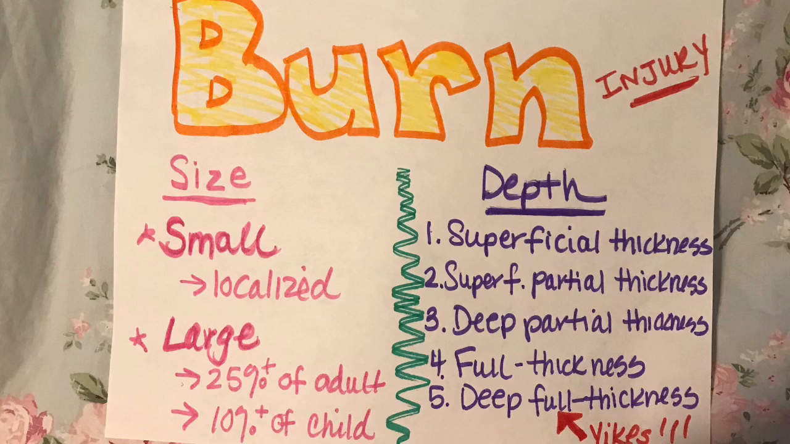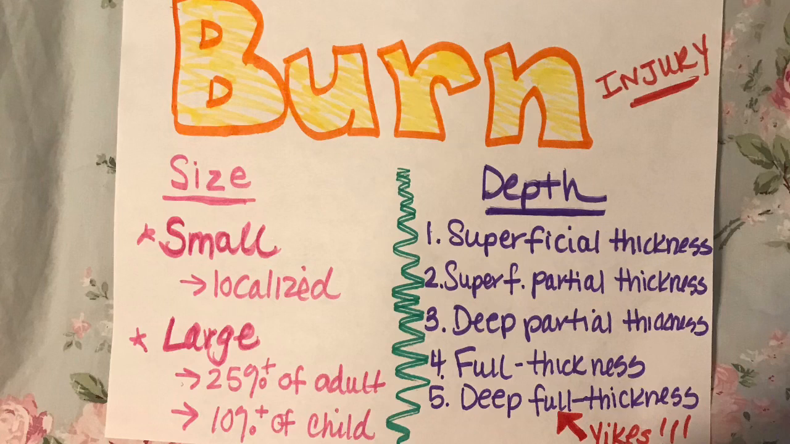The third depth is going to be deep partial thickness burn. This extends even deeper into the skin's dermis. And at this point, blister formation usually does not occur because the dead tissue layer is thick and sticks to the underlying viable dermis. The surface is going to be red and dry and white in some deeper areas.